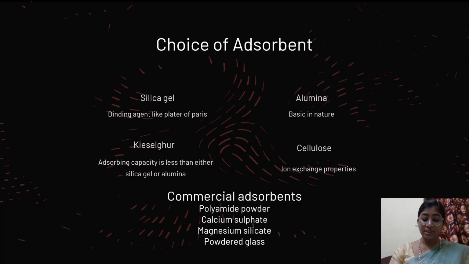Kieselguhr. This is neutral in nature. Its adsorbing capacity is less than either silica gel or alumina. It may be applied with or without plaster of Paris. Cellulose. Several cellulose powders with a variety of ion exchange properties are available. They may be applied with or without plaster of Paris. Commercial adsorbents. Commercially, a lot of adsorbents are used: polyamide powder, calcium sulfate, magnesium silicate, powdered glass.